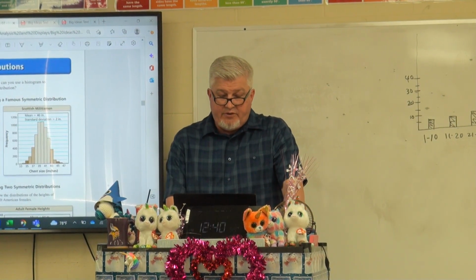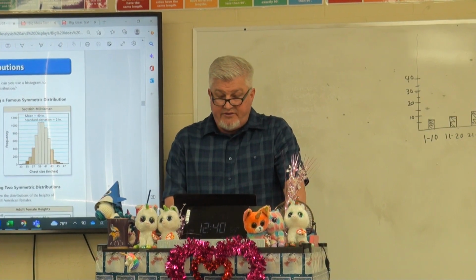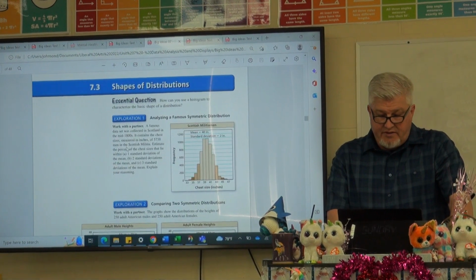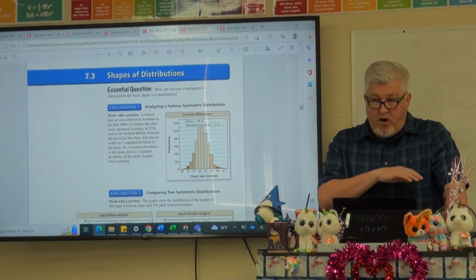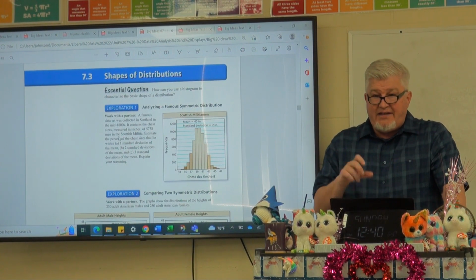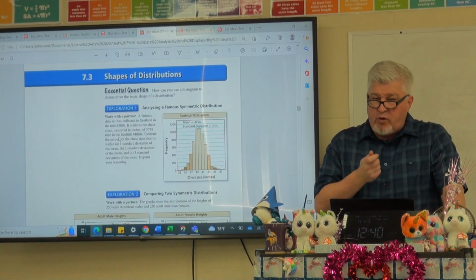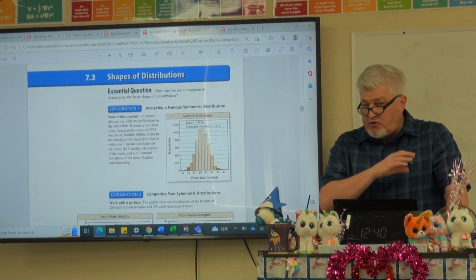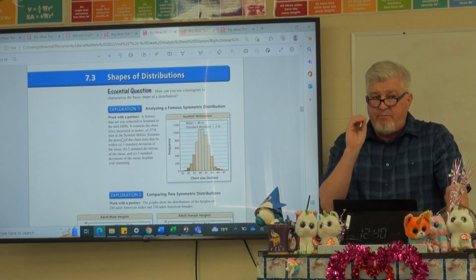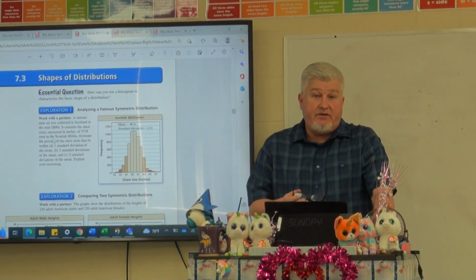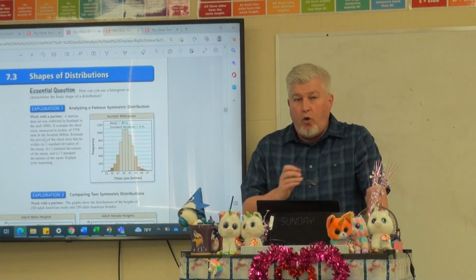Going through our next chapter, 7.3, as you can see on the board there, it's called Shapes of Distributions. It's looking at how our data is, what shape it forms when you graph it, and then using that shape to help you determine the best measure to analyze this information. That's what this whole lesson is about: how can we best analyze information given to us to help us make better decisions. That's the whole message we're getting through.